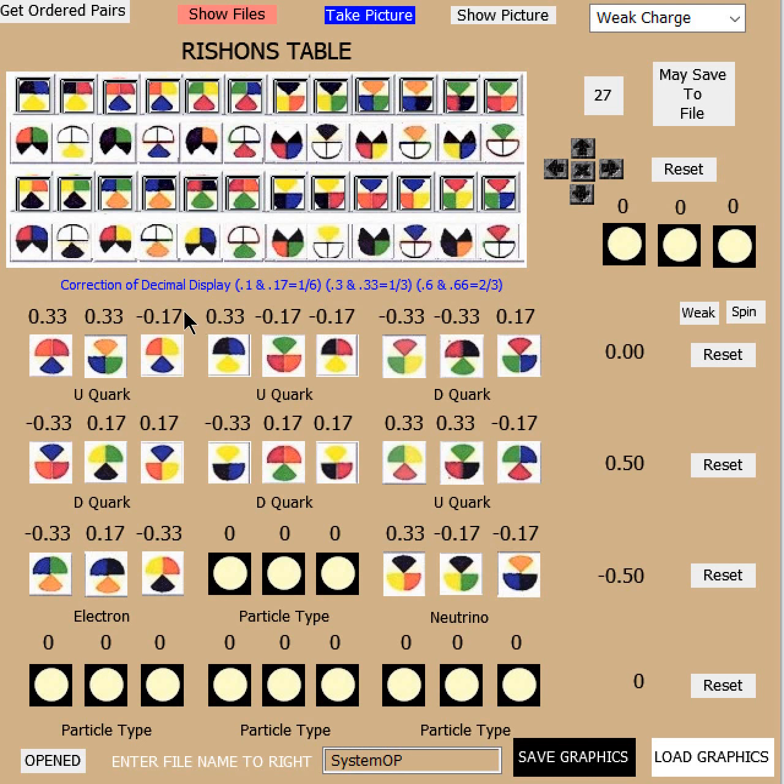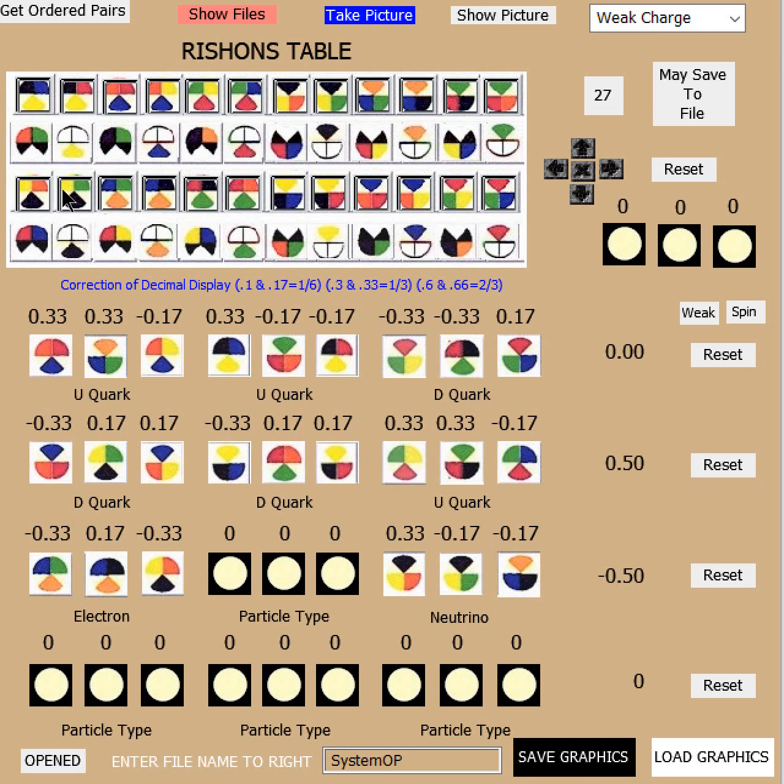Now, let's begin our exploration of the composition of quarks and leptons from our 48 Rishon elements. And first, let's look at what we have called the generic Rishons. This row here is a row of generic Rishons, and here is a row of generic anti-Rishons.